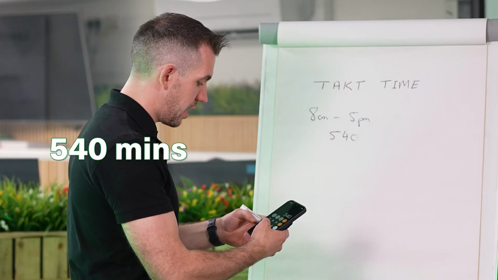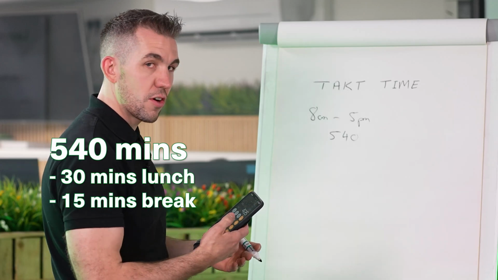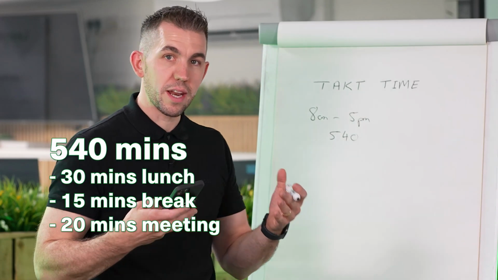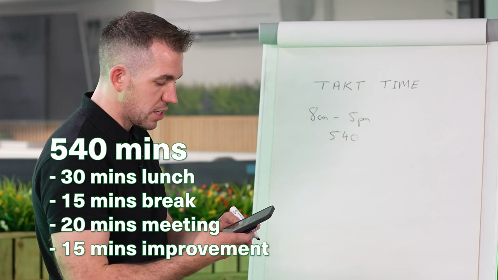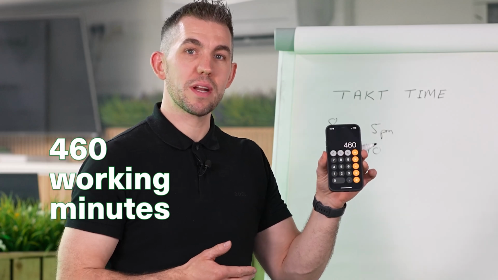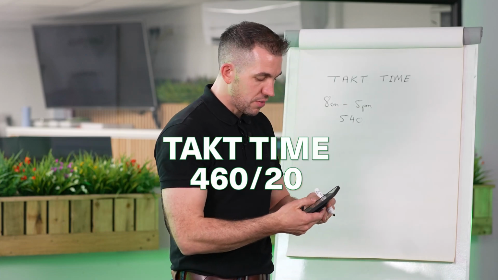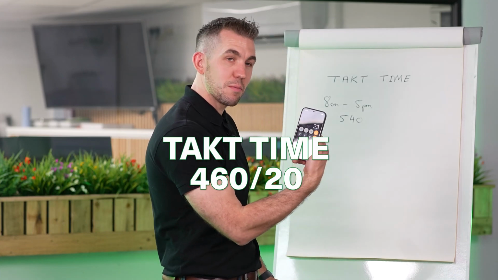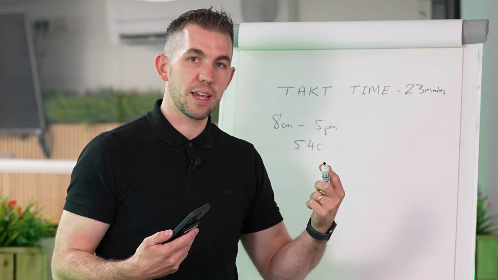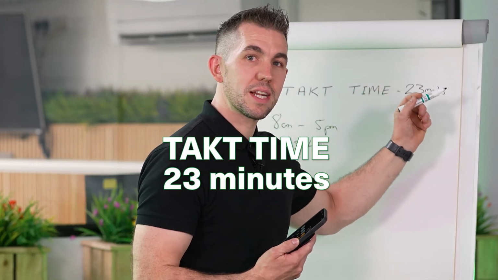What we're going to do is take away 30 minutes for lunch, 15 minutes for break, 20 minutes for our morning meeting, and 15 minutes for what we call improvement time. That leaves us with 460 working minutes in the day. If our customer demand is 20 products that day, we divide by 20, which is a Takt Time of 23 minutes. So 540 minutes per day, take out lunch, break, morning meeting, and improvement time, we're left with a 23-minute Takt Time.